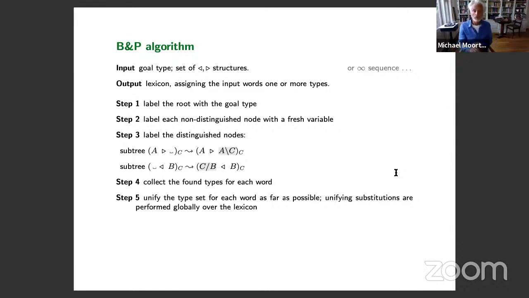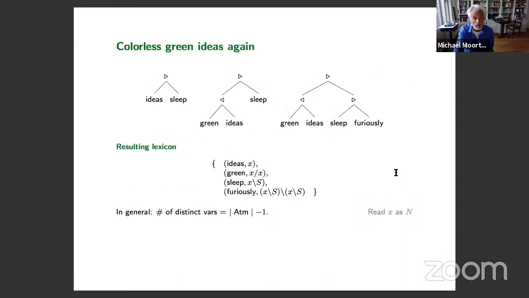Once you have done that, you can collect the different types that you find for each word. And then the final crucial step is that you are going to unify the type set for each word as far as possible. And the unifying substitutions that you find are going to be performed globally over the whole lexicon. That's the very simple algorithm. Here is our colorless green ideas. If we run the algorithm on the data set here, you'll see the lexicon that I'm displaying here.